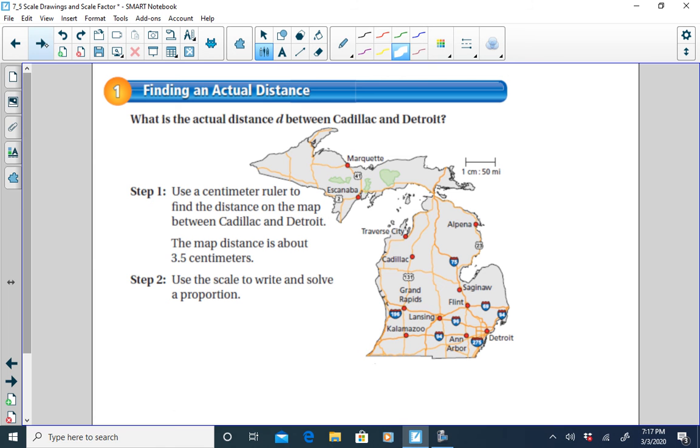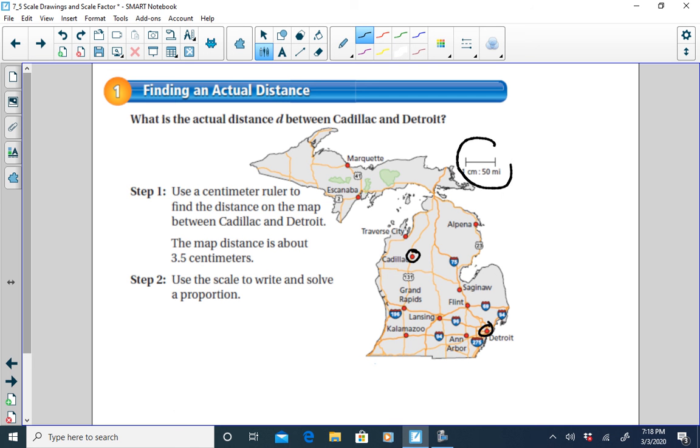Let's look at an example here. It says, what's the actual distance between Cadillac and Detroit? All right, well, here's Cadillac, and where's Detroit? Detroit down here. It says, use a centimeter ruler to find the distance on the map between Cadillac and Detroit. Well, if you're measuring with a ruler, you find the distance between the two is about 3.5 centimeters. And then we have to use the scale to write and solve a proportion.